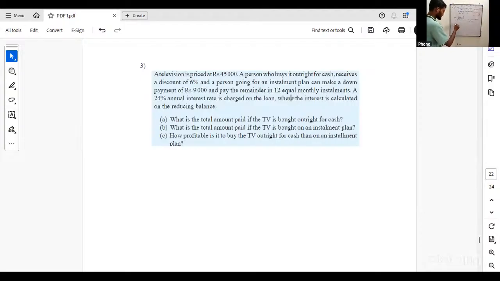Second step is what? To find the monthly loan. To find the monthly loan, we have to take the balance remaining, these 36,000, and divide by the number of months that he's going to pay. So he pays that in 12 equal monthly installments. Divide that by 12. The answer will be 3,000. 3,000 rupees, the monthly loan.